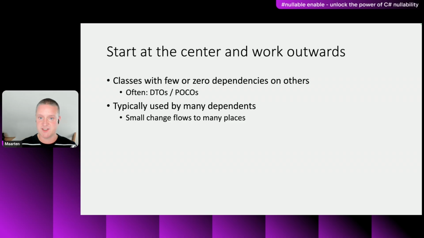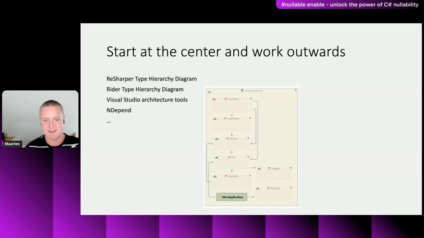So if you have a person class, for example, and all of a sudden you can tell the compiler the first name and the last name are never going to be null, that opens up a lot of checks, or a lot of warnings that go away, because all of a sudden the compiler knows at every call site, every usage site, that these things are not going to be null. So a small change in one of those types of objects might flow to many places.